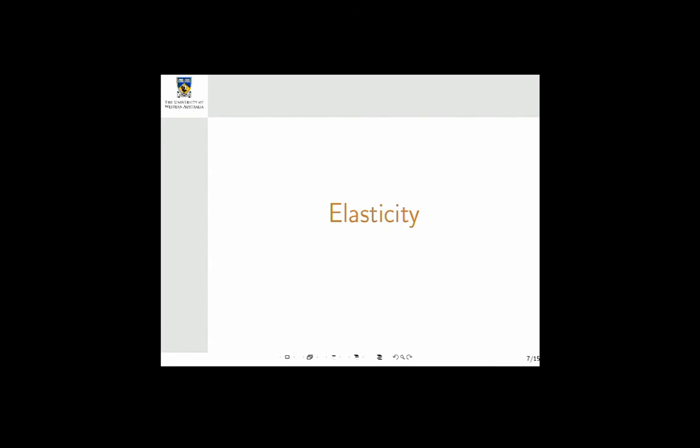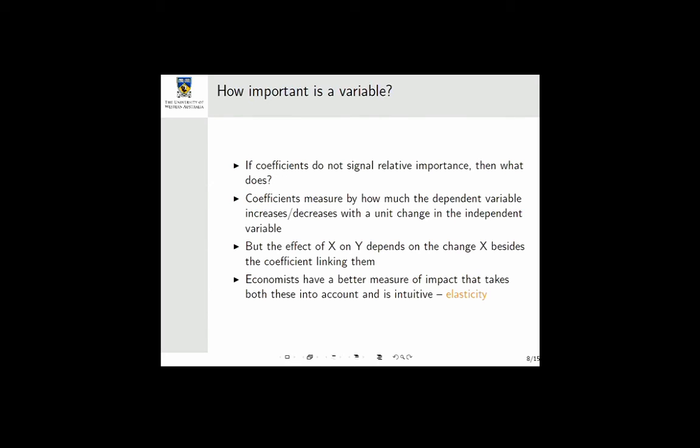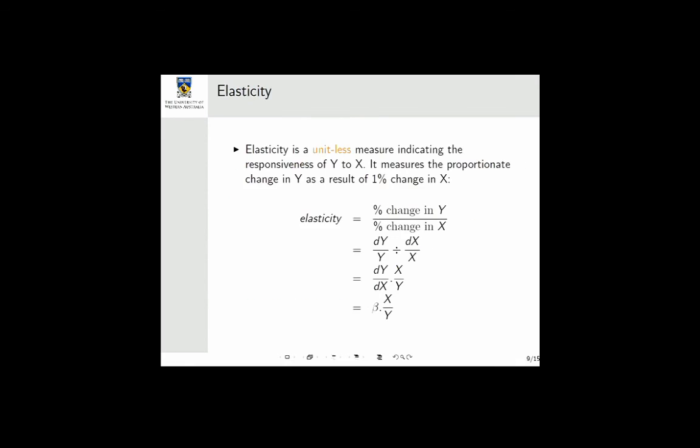Okay, so that's scaling. What does elasticity measure? Well, as you can guess, it tells you how responsive y is to x. And it's supposed to do that in a better way. How does it do that? Well, by looking at a unitless way of measuring the effect and by focusing on proportionate changes. You look at by what percentage y changes when x changes by 1%. So it's the percentage change in y relative to the percentage change in x.